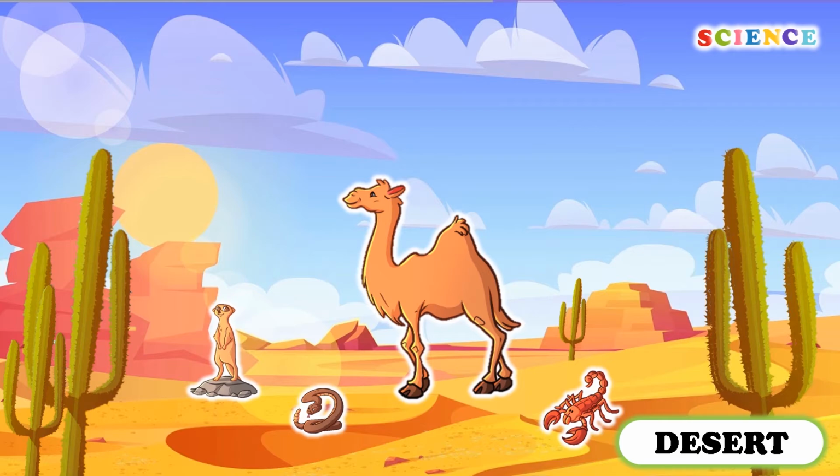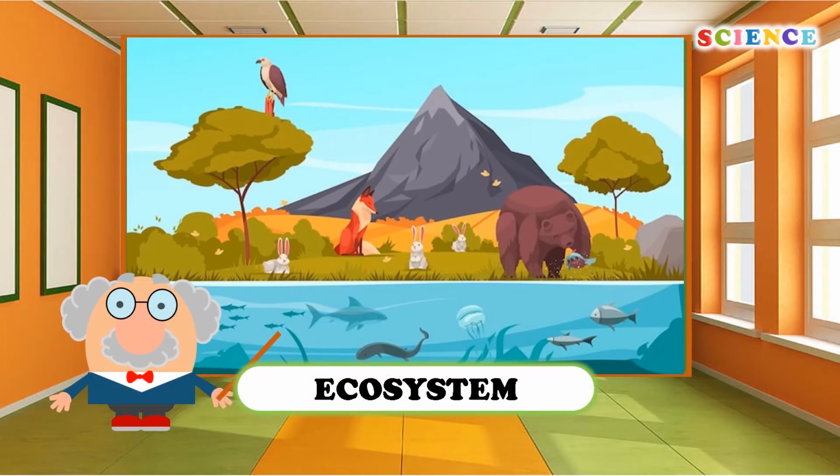In an ecosystem, living things depend on each other for survival. For example, plants provide oxygen and food for animals, while animals help pollinate plants and disperse their seeds. It's a beautiful cycle of interdependence.